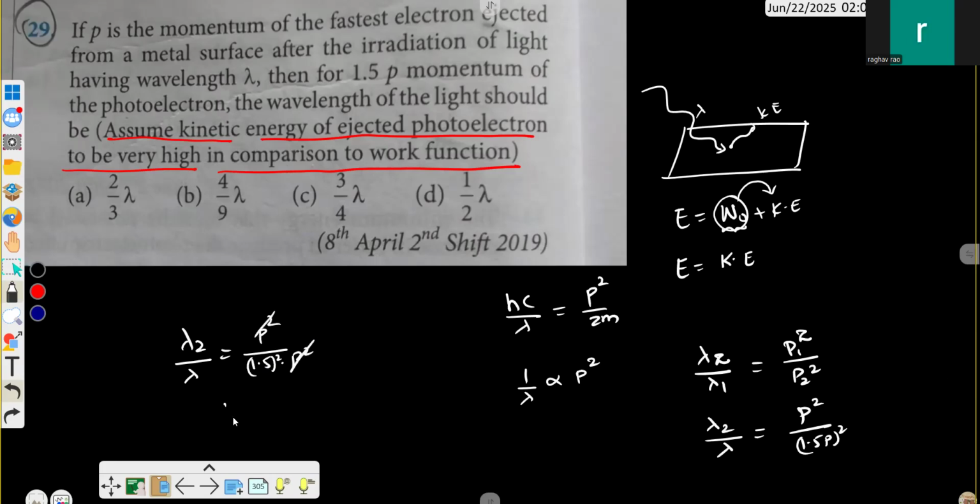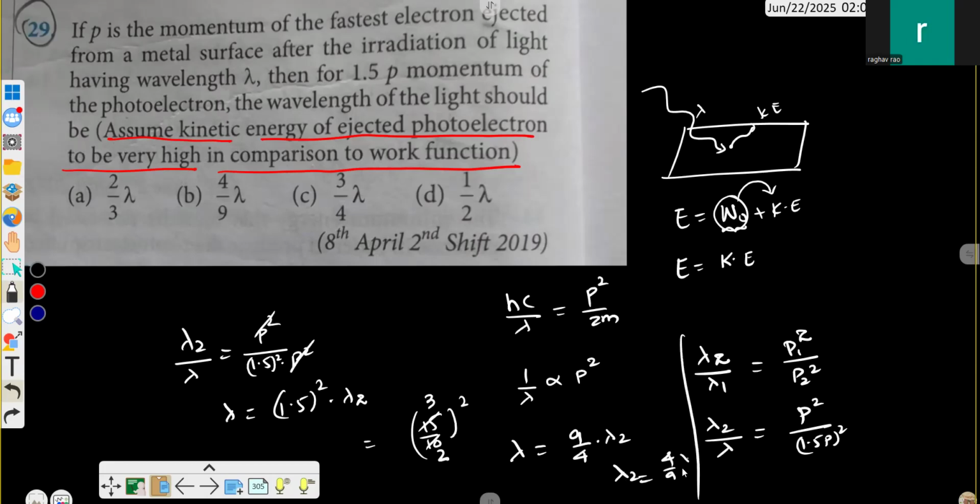This and this get cancelled. Lambda is equal to 1.5 whole square into lambda 2. 1.5 whole square can be written as 15 by 10 whole square, which is 3 by 2 whole square. So lambda is equal to 9 by 4 lambda 2, or lambda 2 is equal to 4 by 9 lambda. The answer is lambda 2 is equal to 4 by 9 lambda. That is option B, so option B would be the answer. I hope you understood.